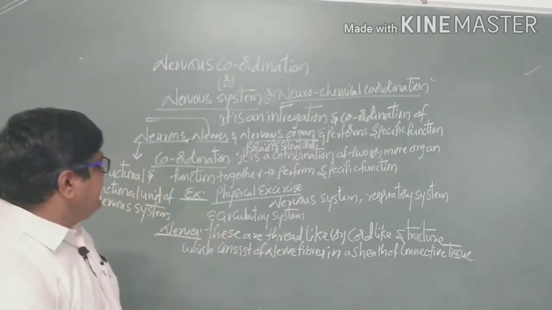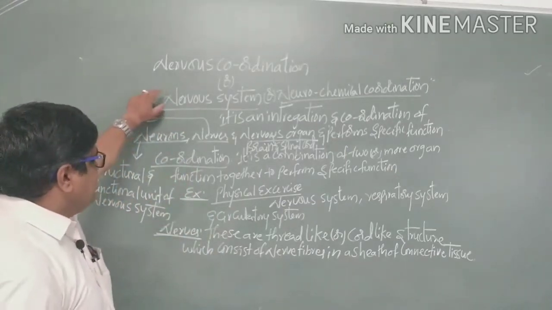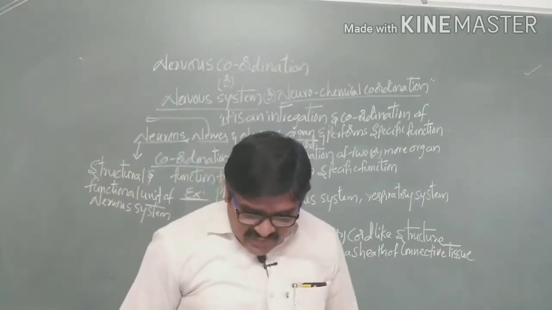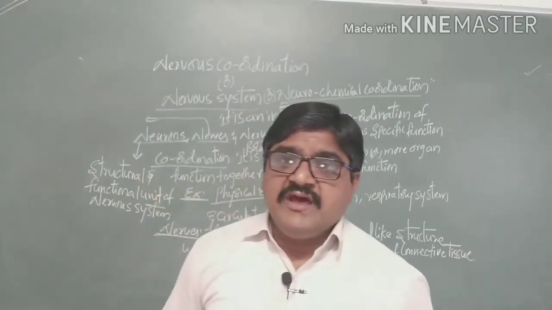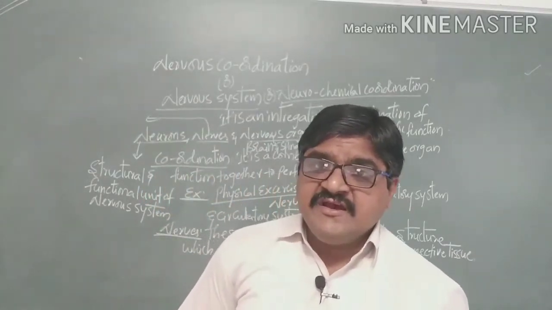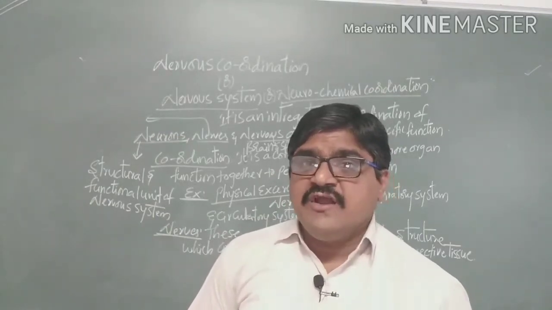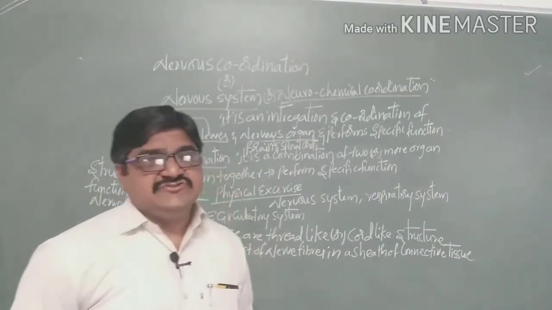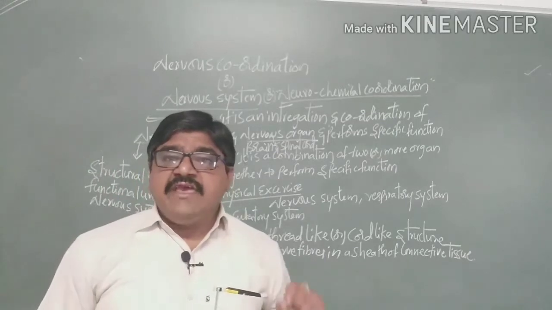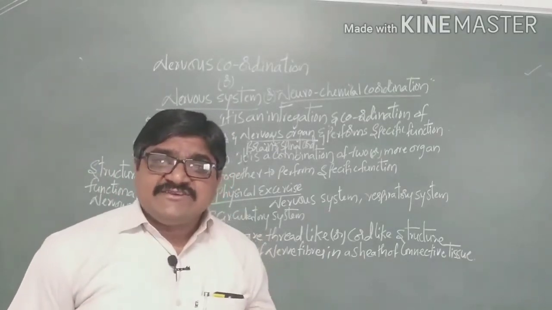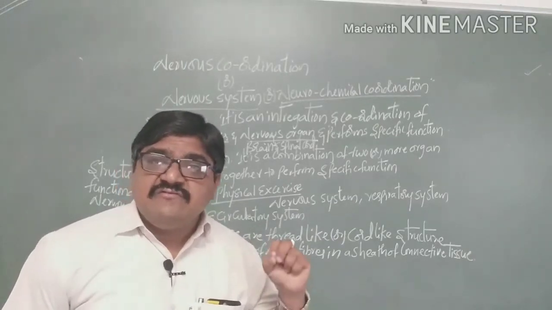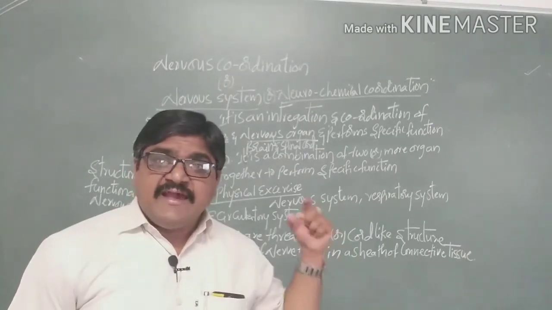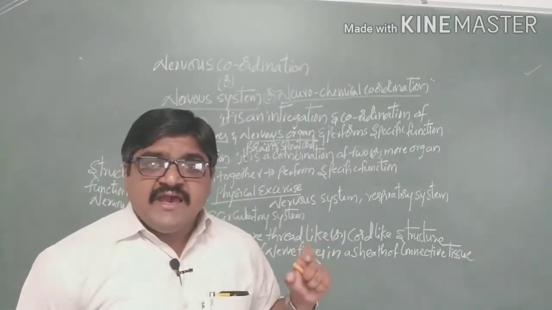So here, this is about the nervous system, and already we have studied the neuron in animal tissues. Among the animal tissues, the fourth very important one is the neural tissue, or nerve tissue. Neurons are the structural as well as the functional units of the nervous system. This was already discussed in the last class, in animal tissues.